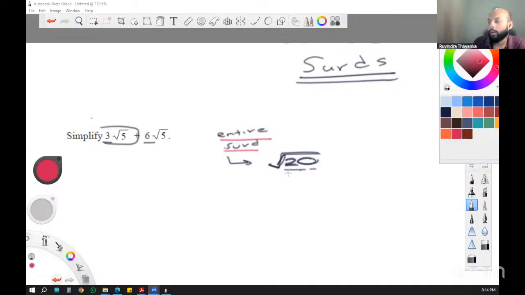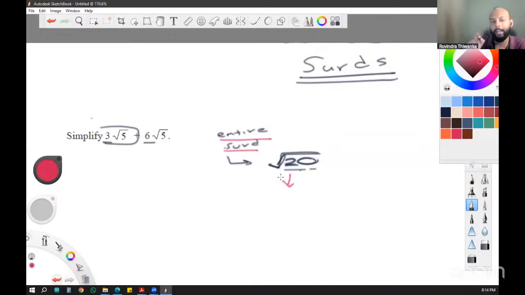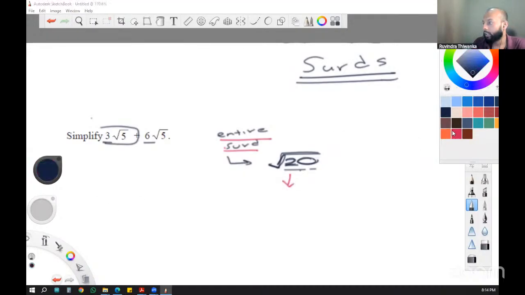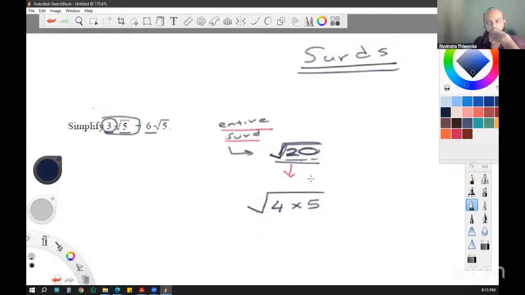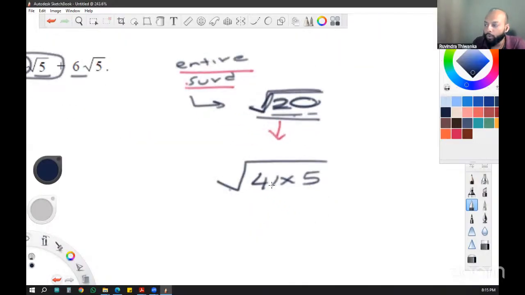So here, now think like this. How to turn this entire surd into a surd which contains a rational number and an irrational number. If we just take 20, we can write it as 4 times 5, right? You have to put the square root inside the same. 20, we can write it as 4 times 5. But you know, 4 is a perfect square, but 5 is not.